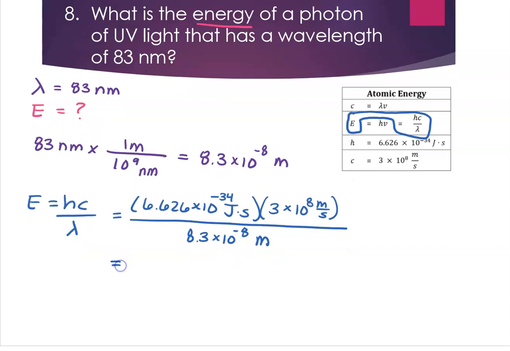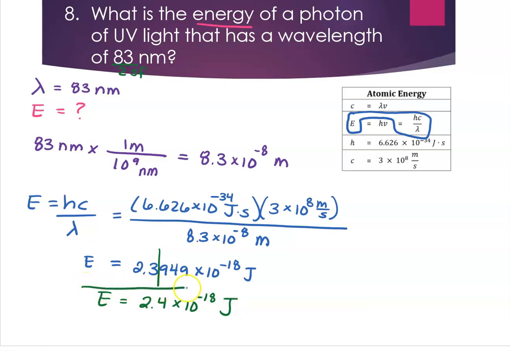We'll put all of this into the calculator and we get 2.3949 times 10 to the negative 18 joules for my energy. 83 is 2 significant figures, so 1, 2. That 9 means I round that 2 up to a 4. So the energy is equal to 2.4 times 10 to the negative 18 joules.